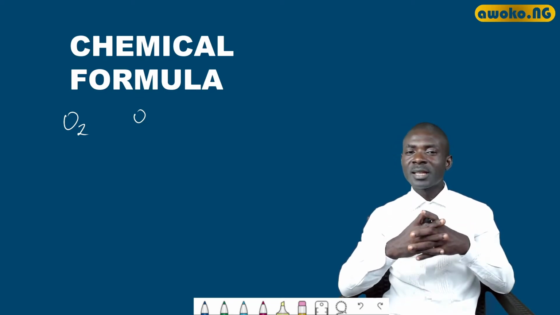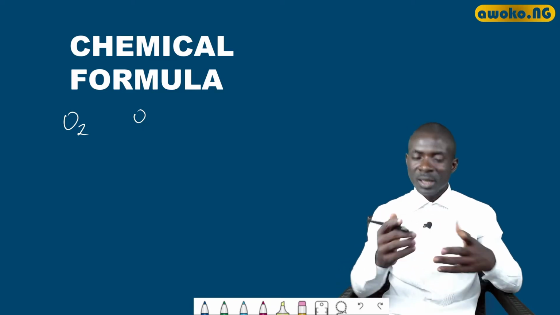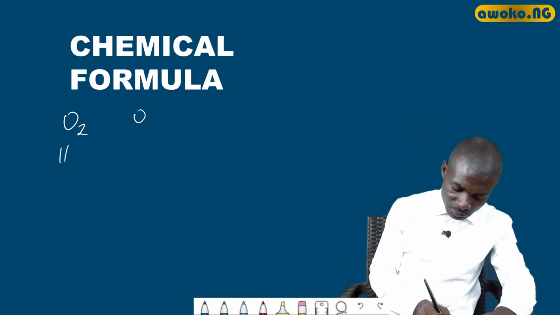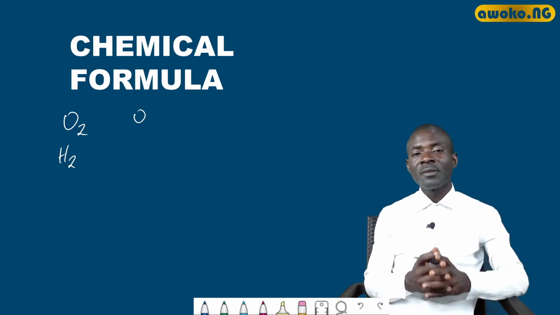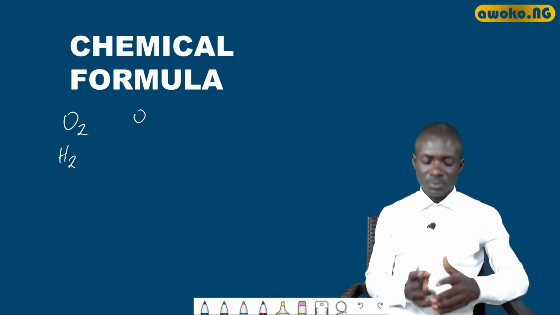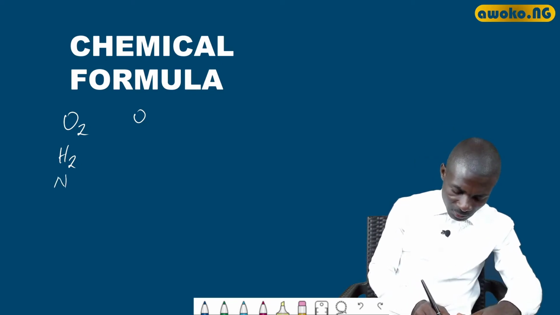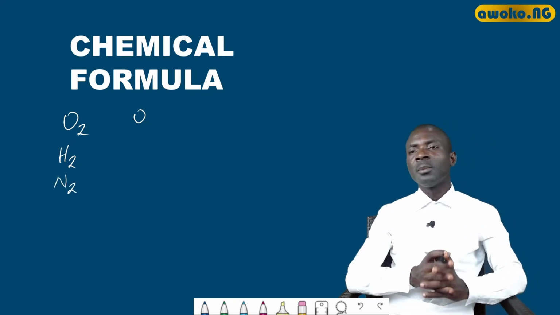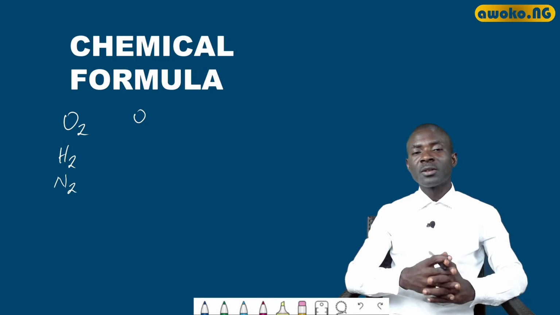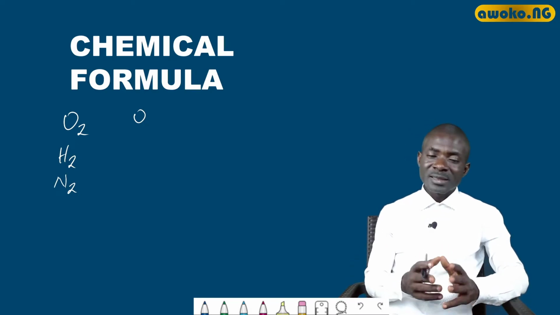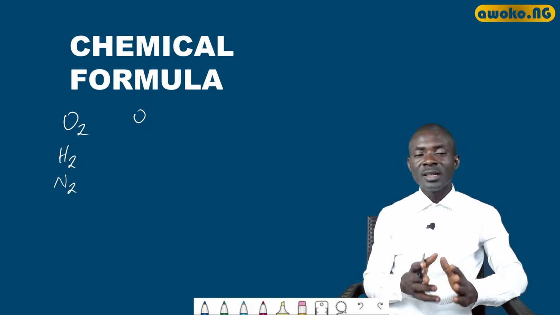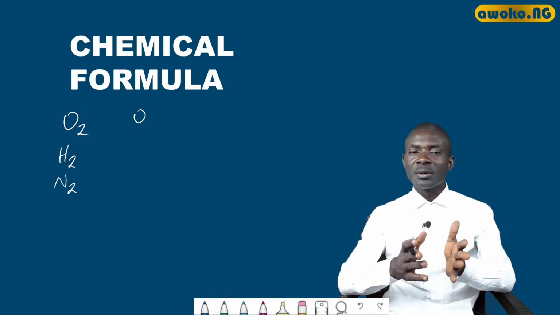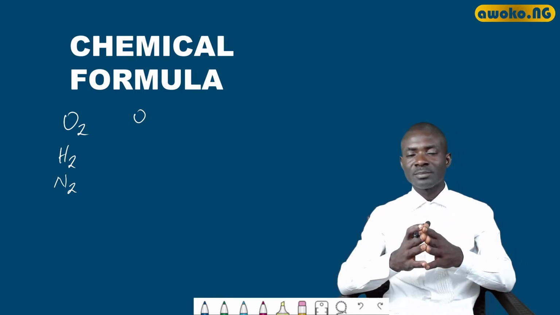Other elements that can exist as diatomic molecules: we also have hydrogen existing as a diatomic molecule. So we can say the molecular formula of hydrogen is H2. We also have nitrogen existing as a diatomic molecule. So the molecular formula of nitrogen is N2, while the symbol of nitrogen is simply N. The symbol of hydrogen is simply H. So there is a difference between a symbol and a molecular formula.